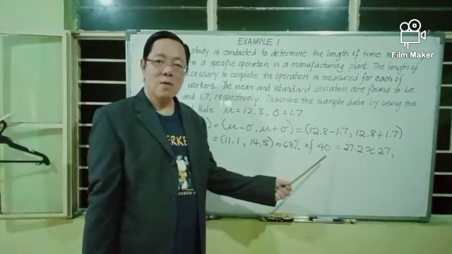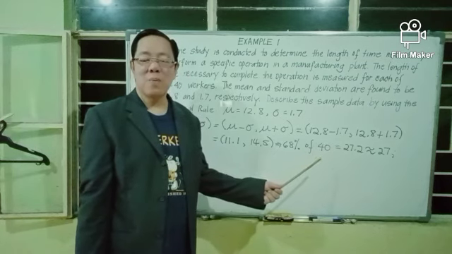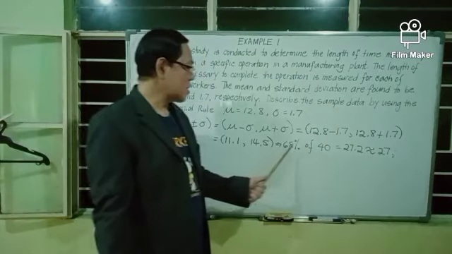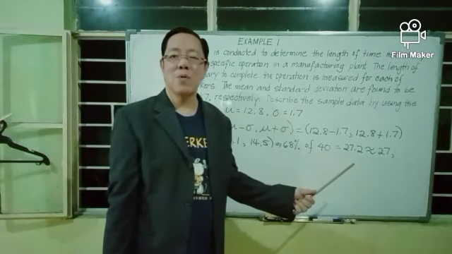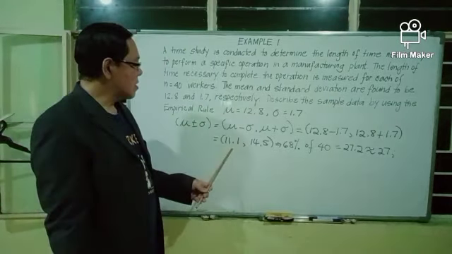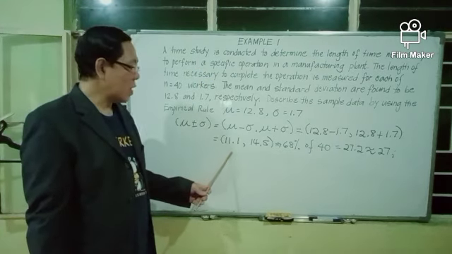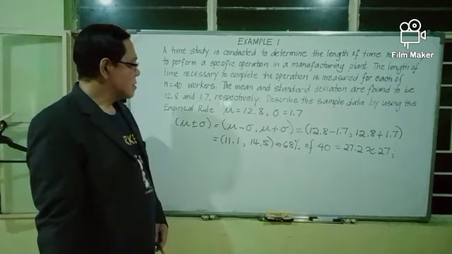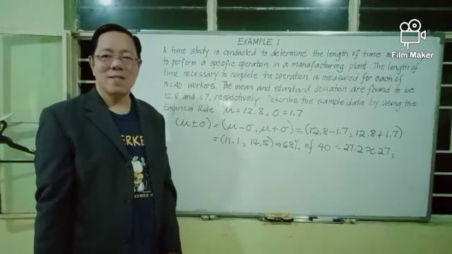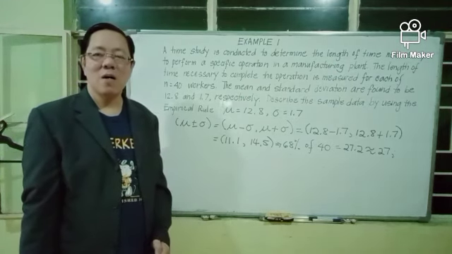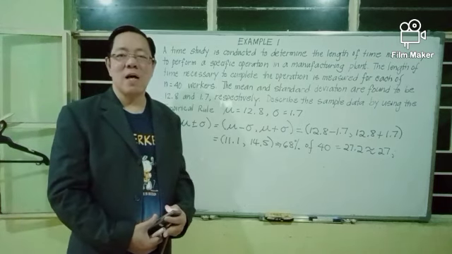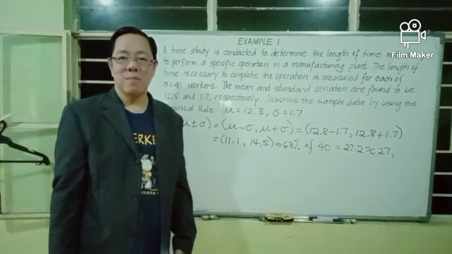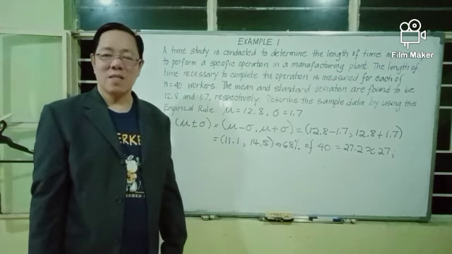Out of 40 workers who perform the operation, approximately 27, or 68% of the 40 workers, have completion times that are between 11.1 and 14.5 units of time. The empirical rule also says that 95% of the distribution of measurements lie in the interval from mu minus 2 sigma to mu plus 2 sigma.